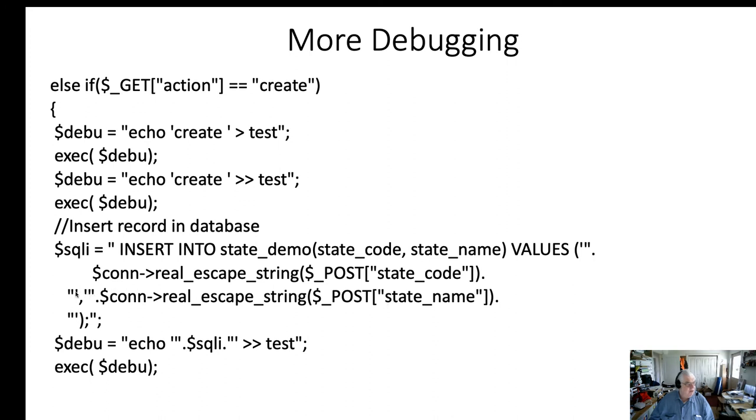And notice the games I'm playing to get the right double quotes and single quotes. So this is going to be values, single quote, we get a value, and then we're going to get a single quote, comma, single quote, then another value, single quote, close parentheses, semicolon, and then that semicolon is ending that PHP command. This is a debug so that I can see what insert I've done.